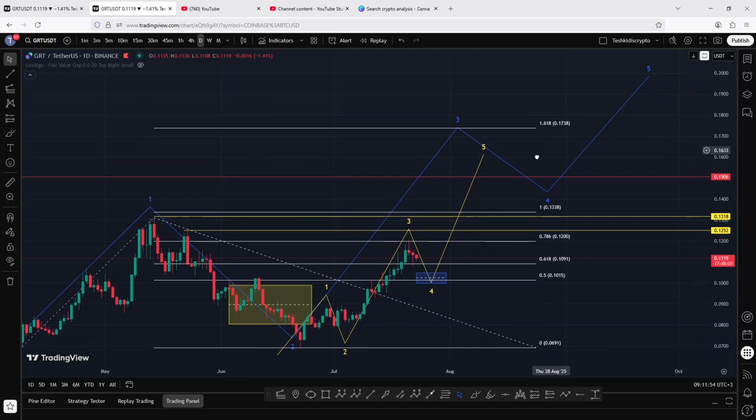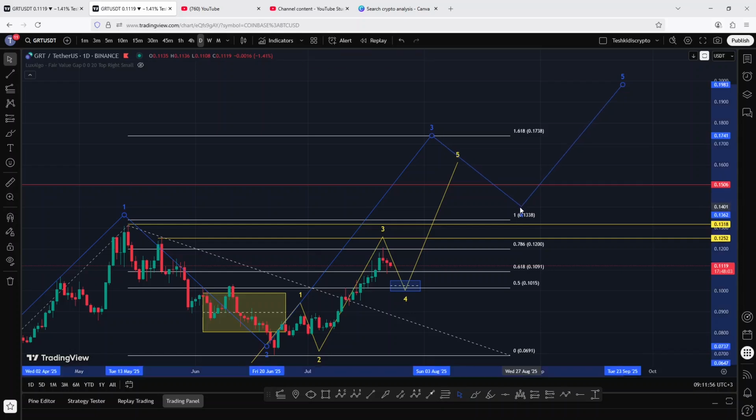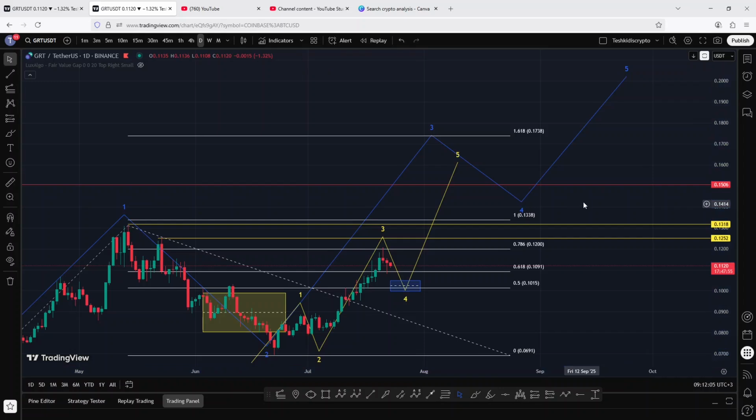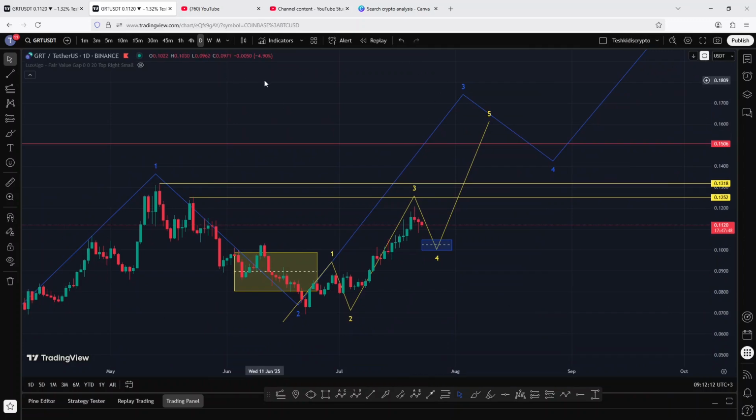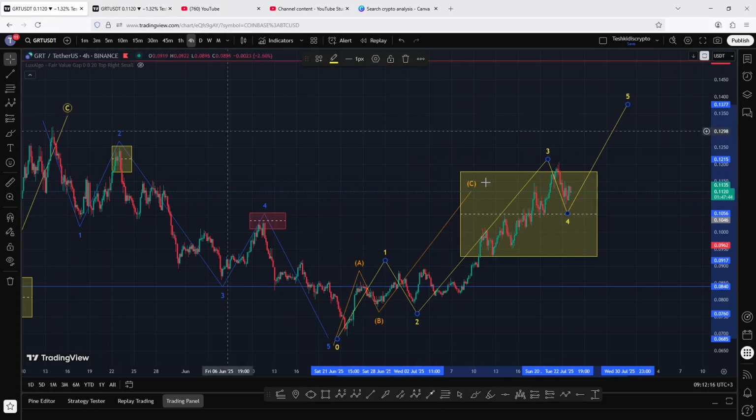And once that target area is hit, then we should expect a pullback in the formation of that wave 4, and then continue pushing even higher in the formation of that wave 5 that can easily give us a break above the 0.2 mark in the next coming days. So that is the first case scenario that I expect here on the GRT chart in the next coming hours.